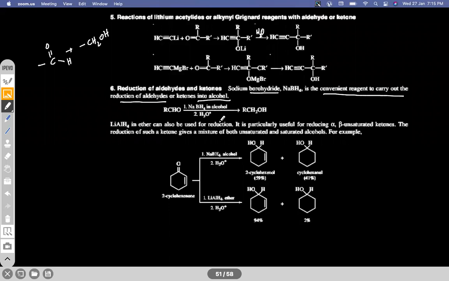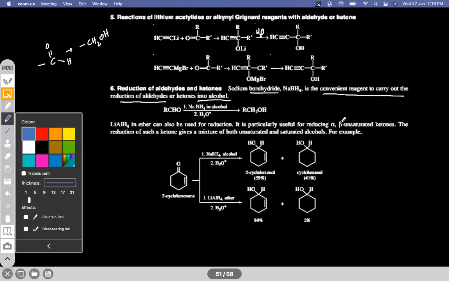LiAlH4 in ether can also be used for the reduction. It is particularly useful for the reduction of alpha beta unsaturated ketone. Copy this down. The reduction of such a ketone gives a mixture of both unsaturated and saturated alcohol. For example, this alpha beta unsaturated ketone with LiAlH4: C double bond O converts into CHOH.